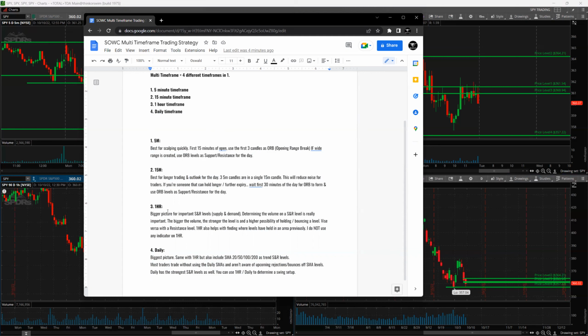1 hour. Bigger picture for important SNR levels, supply and demand, or support and resistance. Determining the volume of a support and resistance level is really important. The bigger the volume, the stronger the level is, and the higher the possibility of holding and bouncing off a level. Vice versa with the resistance level. 1 hour also helps with finding where levels have held in the area previously. I do not use any indicator on the 1 hour chart.